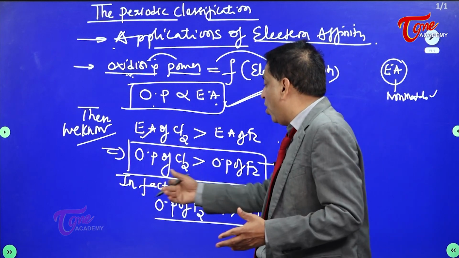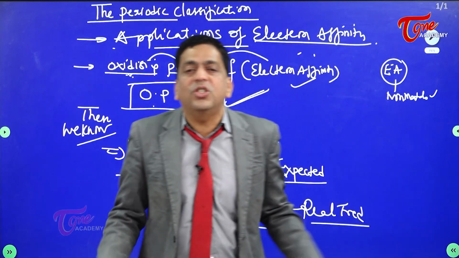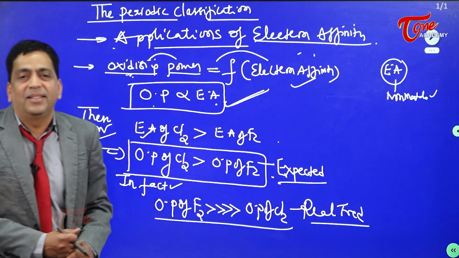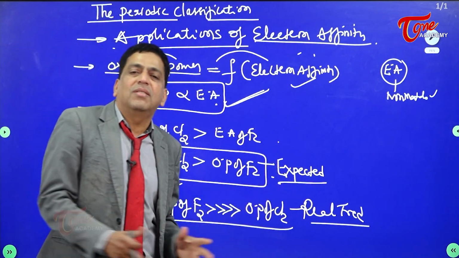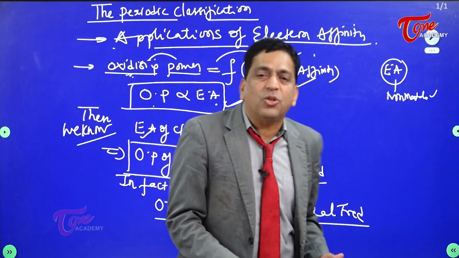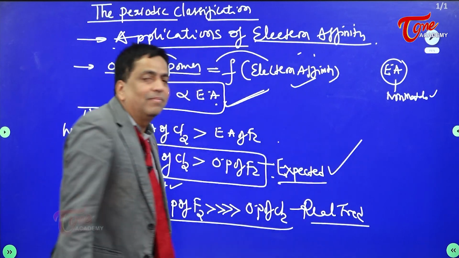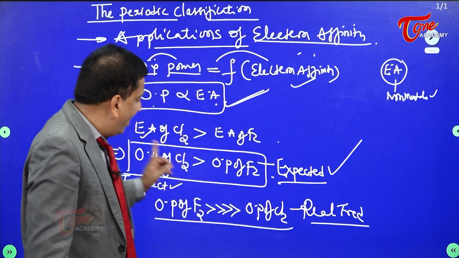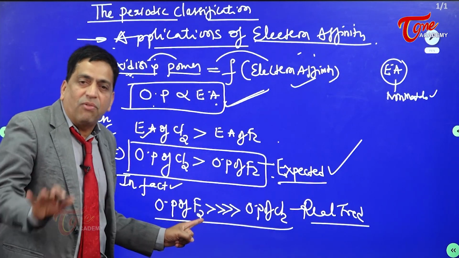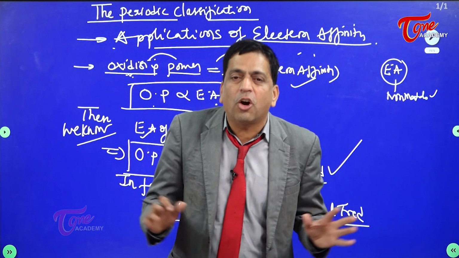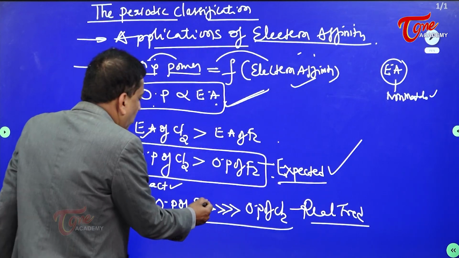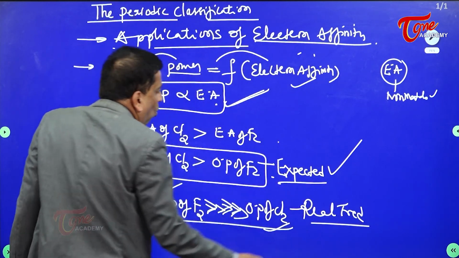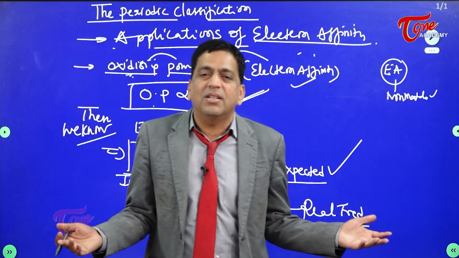And then the oxidizing power of chlorine is also greater than the oxidizing power of what? Fluorine. In the obvious case, that's what is expected. But if you look into the real trend, in fact understand that the oxidizing power of fluorine is not only greater than chlorine, but it's rather greater than what? Chlorine, you must understand.